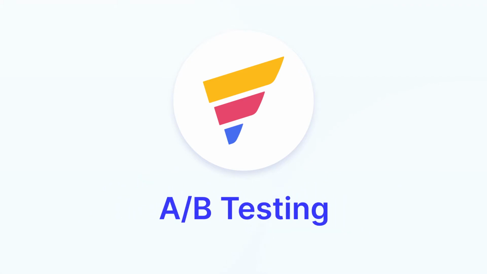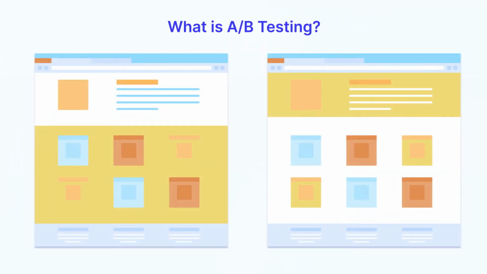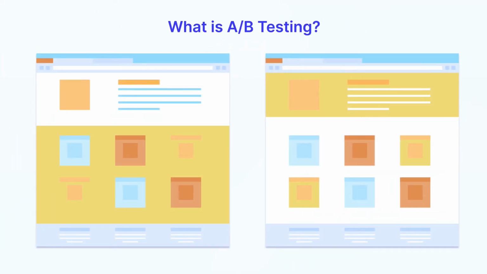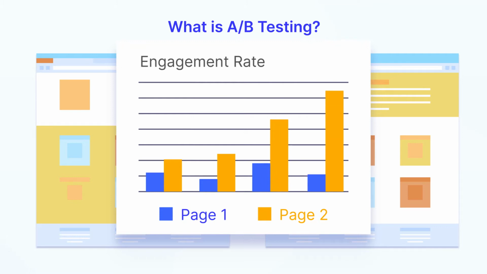Together, today we will go through GemPages' latest feature, A/B testing, also known as split testing. A/B testing is a popular experiment method where two or more versions of a digital asset are shown to users randomly to see which one gets higher engagement.